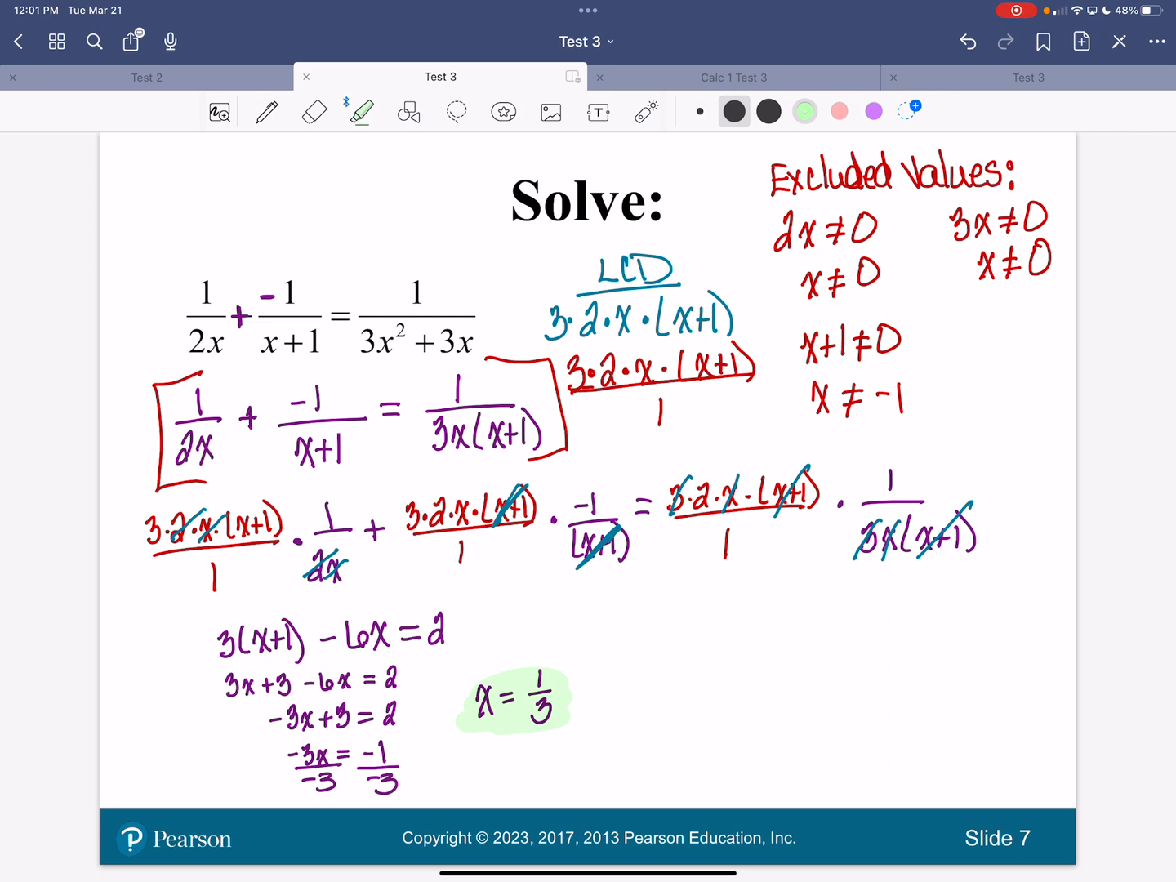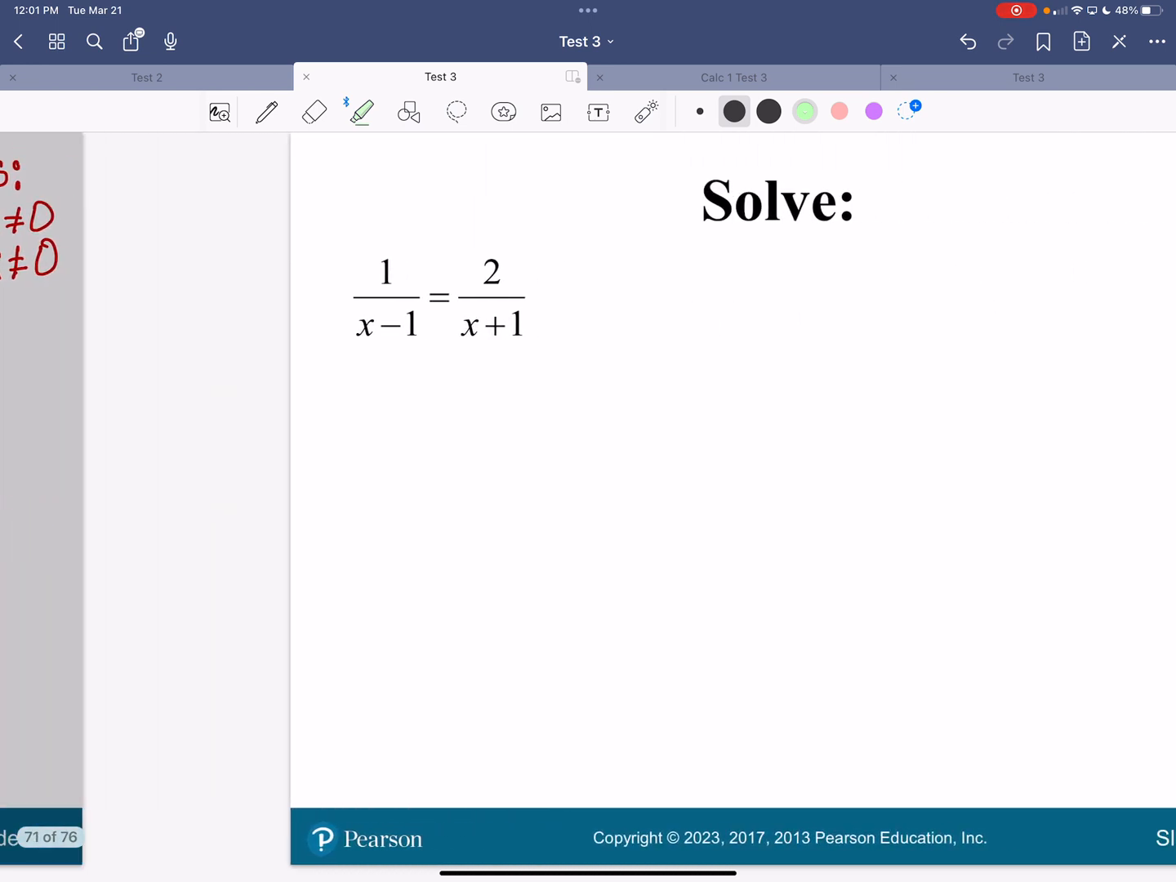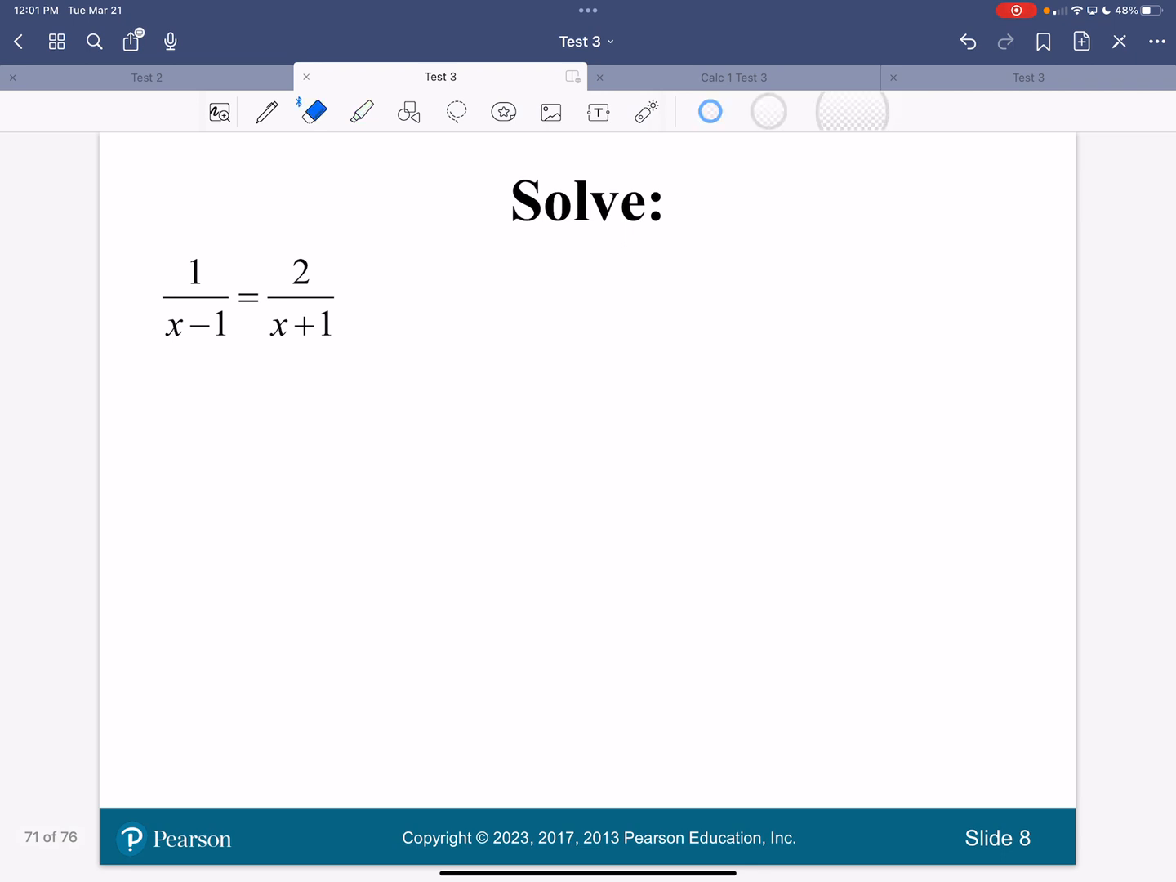Okay. Now, this one right here. This is different than some of the others that we've done. This is one rational expression set equal to another rational expression. We do not have multiple rational expressions on both sides. Does anyone know how we could solve this? Does anybody know what it's called? It's when we have proportions, how we could solve this.